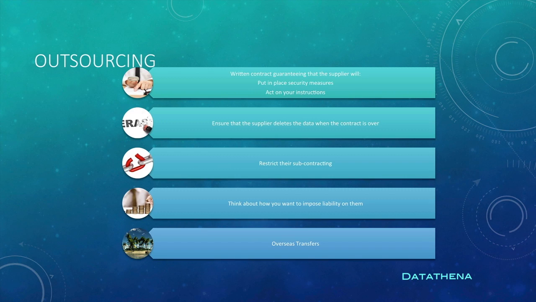So what else might you want to do above and beyond what the current law requires? Well, you'll want to make sure that the supplier deletes the data when the contract is over, so that they're not using perhaps your contact data about your clientele for their own business purposes. And you'll also want to look at restricting their subcontracting. Why would you want to do this?